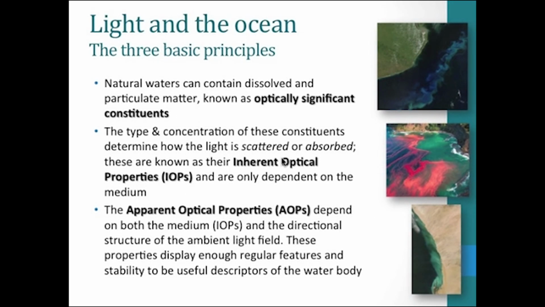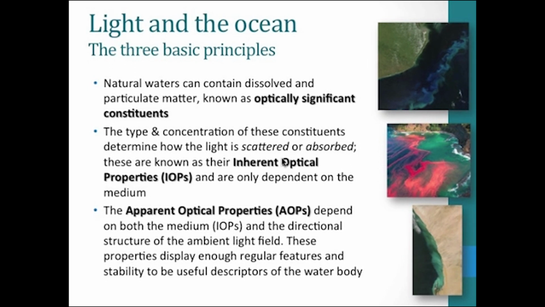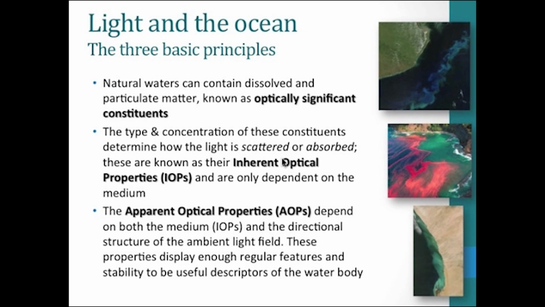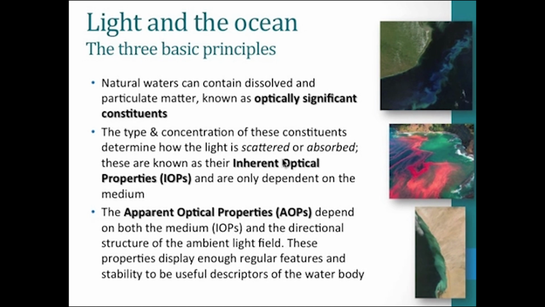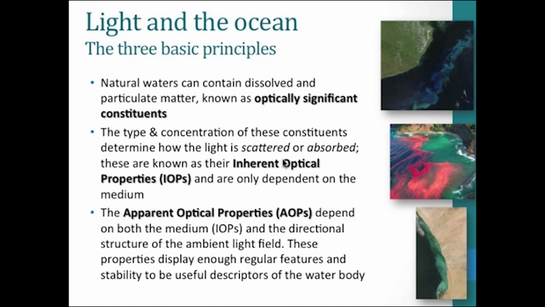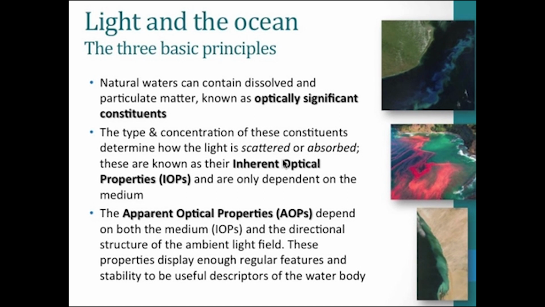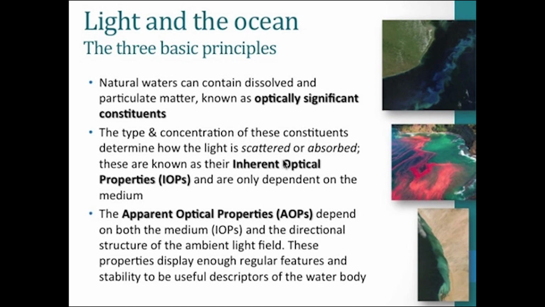So now that we have some basic descriptors of the light field, let's look a little closer at what affects these measurements. We know that natural waters contain dissolved and particulate matter, and these are known as optically significant constituents because they impact upon the light field. The type and concentration of these constituents determine how light is scattered or absorbed. These are the inherent optical properties. These properties are inherent to the medium. They do not change in more or less light, or depending on the angle of observation. The scattering and absorption properties of in-water constituents are fixed according to what they are made of and how much there is of them.